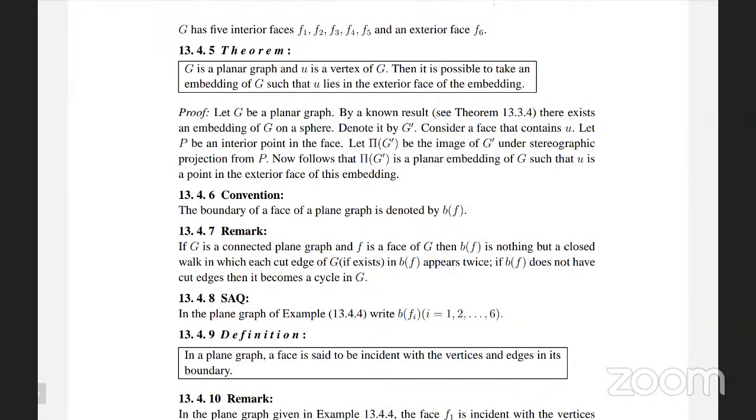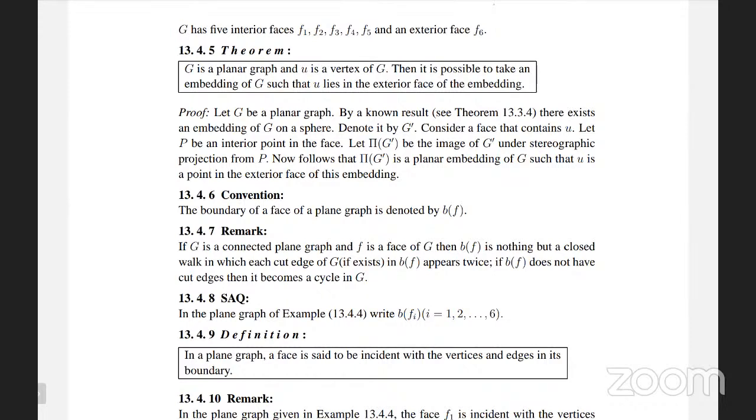Let P be an interior point in the face, and take all the embeddings of G dash. If I take pi of G dash to be the image of G dash under the stereographic projection from P, it clearly follows that pi of G dash is a planar embedding of G, such that U is a point in the exterior face of the embedding.